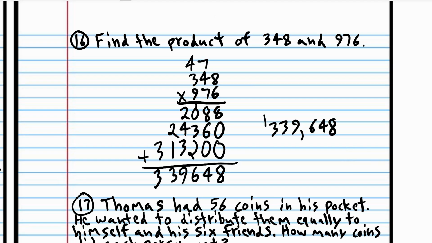339,648. That was a big number. So I'm just going to do that on my calculator to make sure we did that correctly. 348 times 976, 339,648. We did it correctly.